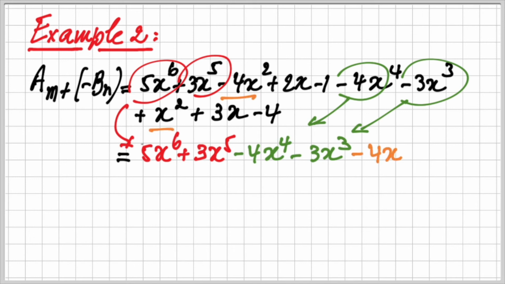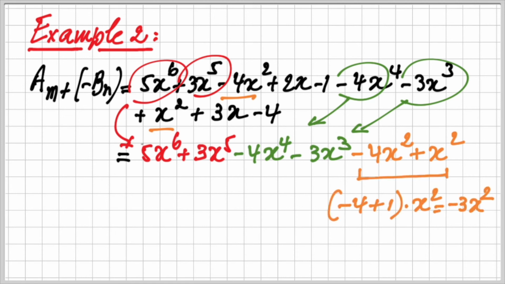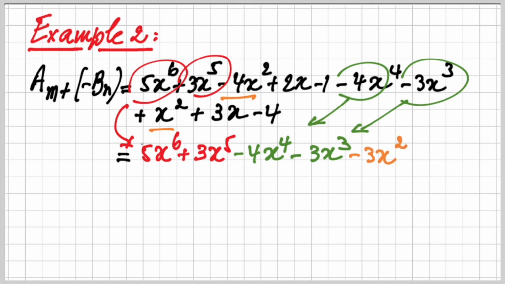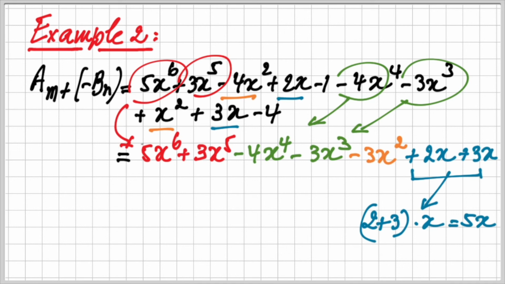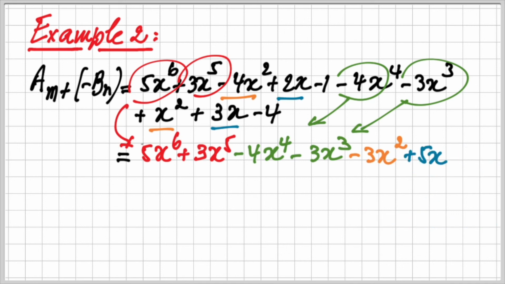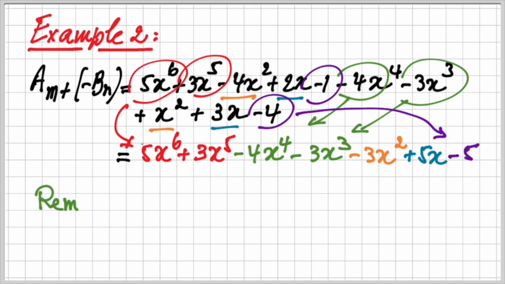And now we have again terms in x squared, so we have minus 4x squared plus x squared, which we can rewrite as minus 4 plus 1, x squared, is minus 3x squared. We also have a term in x in both polynomials, so we find 2x plus 3x gives you 5x, and basically this is the term in x, 5x, and we only have to finish the last term, and we have minus 1 and minus 4, which gives us minus 5.